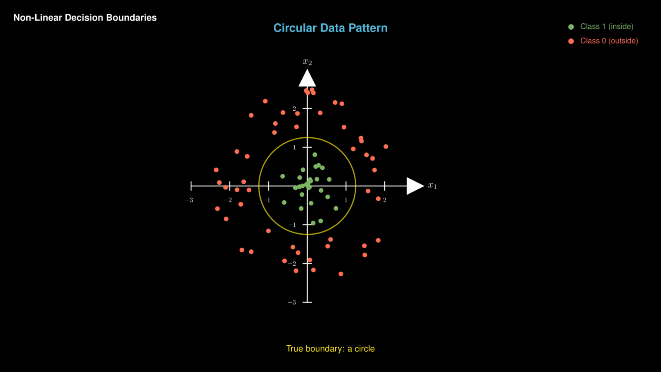This is a common pattern in real data. Think of normal versus anomalous readings from a sensor. Or healthy versus unhealthy patients based on 2 lab values. The boundary is clearly circular, not a straight line.